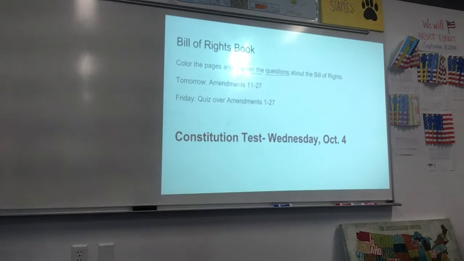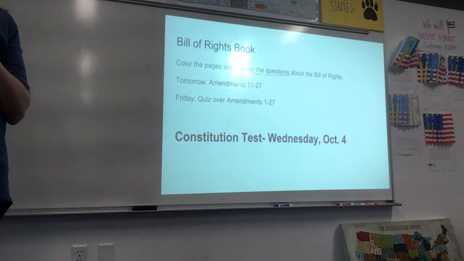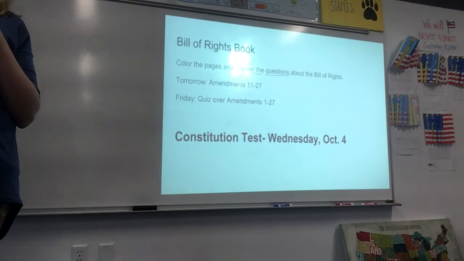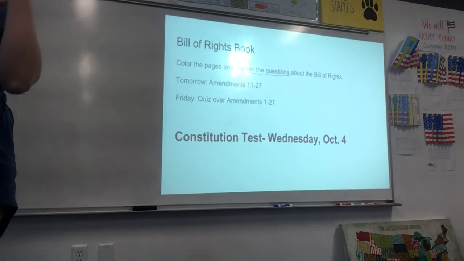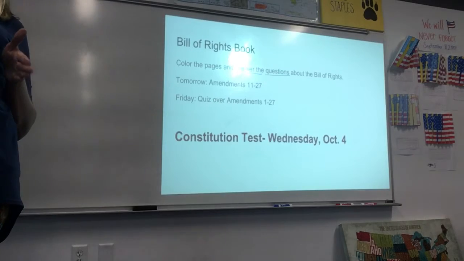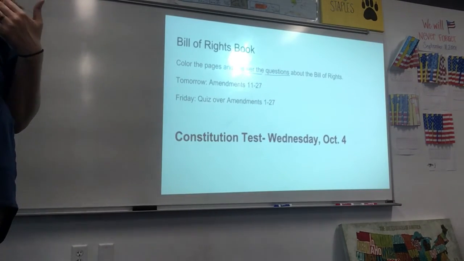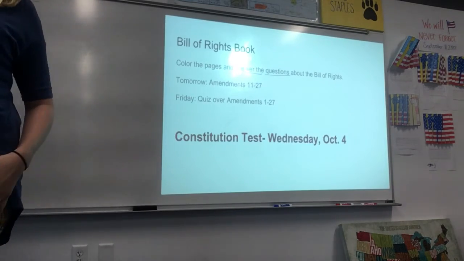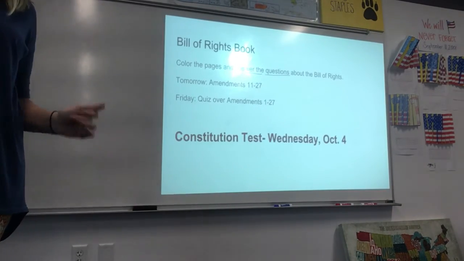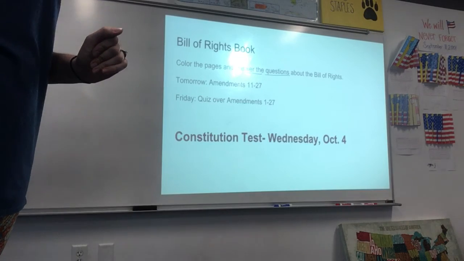Also, mark your calendars. Wednesday, October 4th is tentatively our Constitution test date. Okay, that'll be the federal Constitution. And then after that, we'll start studying the Illinois Constitution. That'll be much shorter. And then we'll talk about your rights as citizens. Maybe we'll have some guest speakers and things like that. Okay, Constitution test, Wednesday, October 4th. Get ready.